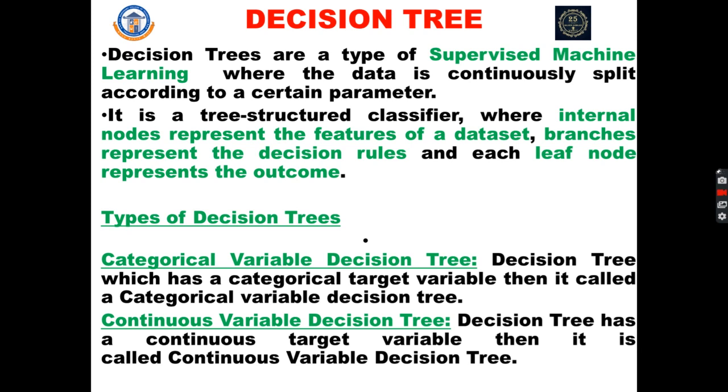So decision trees are a type of supervised machine learning where the data is continuously split according to a certain parameter. It is also a tree structured classifier where internal nodes represent the features of a data set, branches represent the decision rules, and each leaf node represents the outcome.